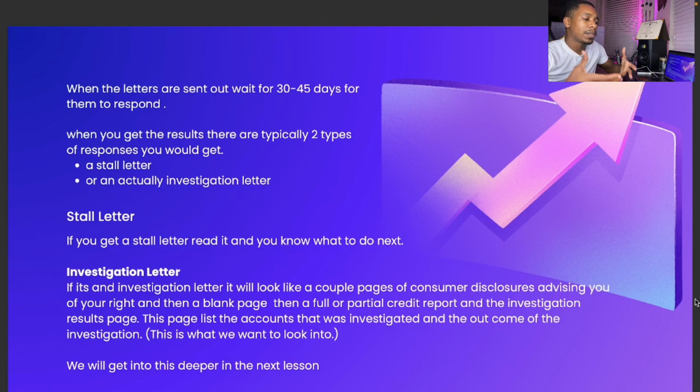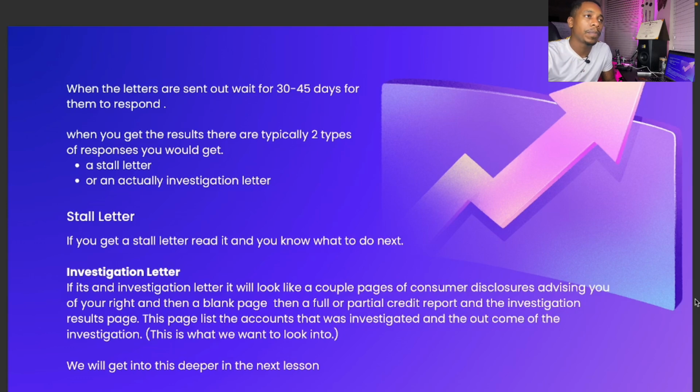And here's the most important part, right? When you get the letter, there are typically 2 types of response that you're going to get. You're either going to get a stall letter. A stall letter comes in various different ways, right? They can say, hey, it looks like you used a credit repair company to do it, right? So they're stalling. Or they may say, oh, we're not going to remove these items. They're using words to make you want to give up. All these are stall tactics, because these responses are designed to get you to give up.